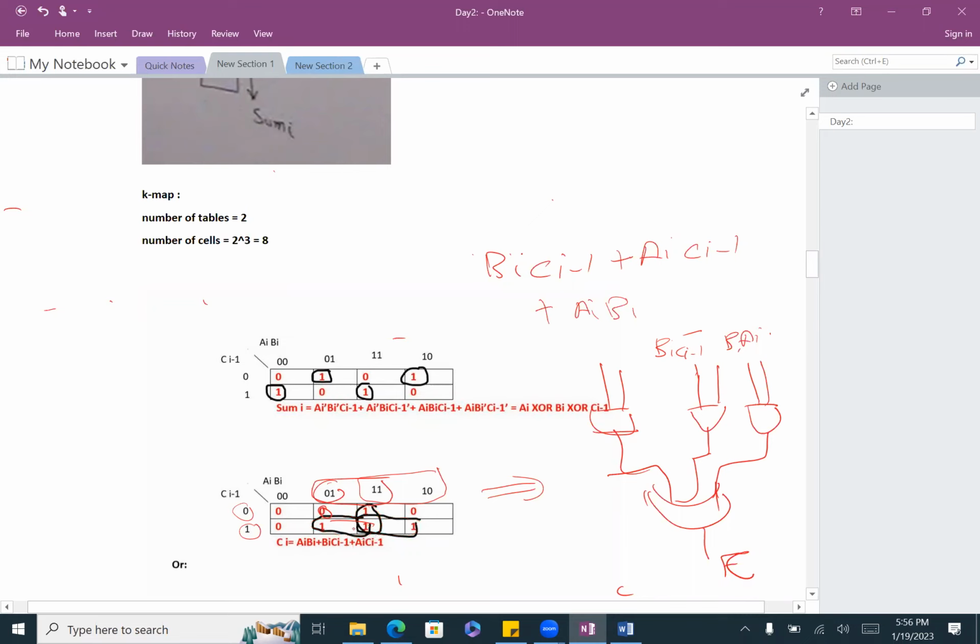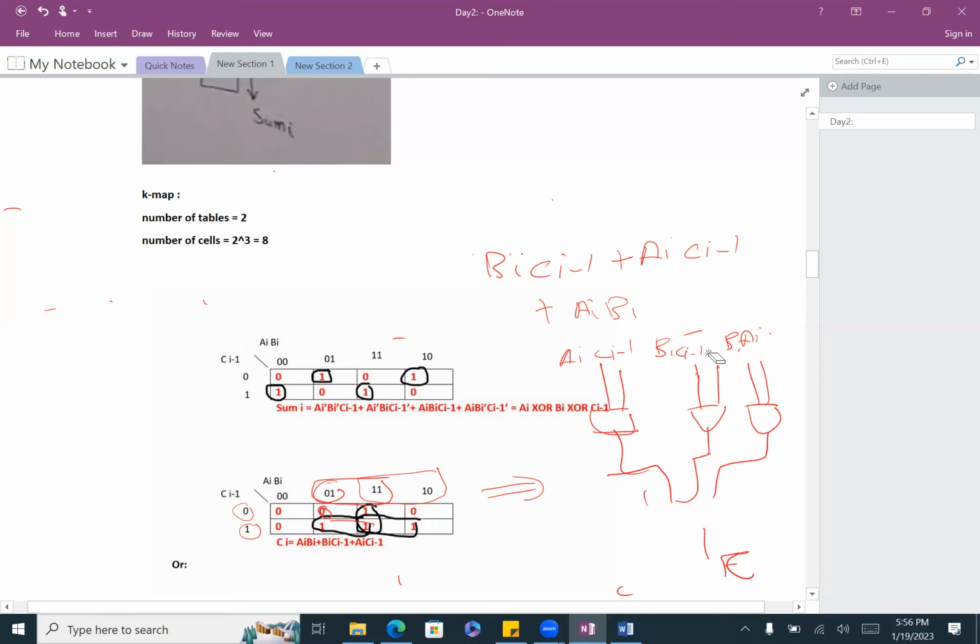That's the C. So the first one is AI, BI. The second one is BI, CI minus 1. And the last one is going to be AI, CI minus 1. So that's how the circuit is going to look. Don't worry about it, because we will draw it again.